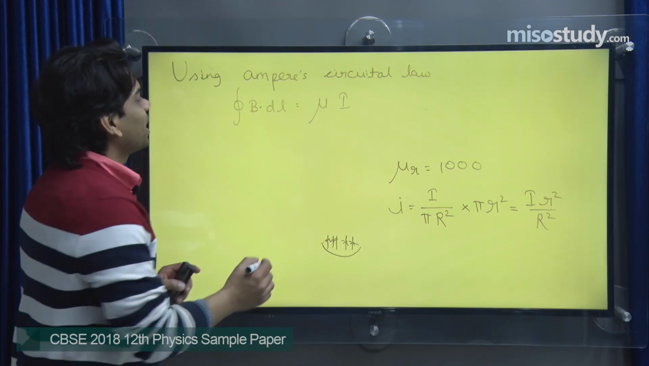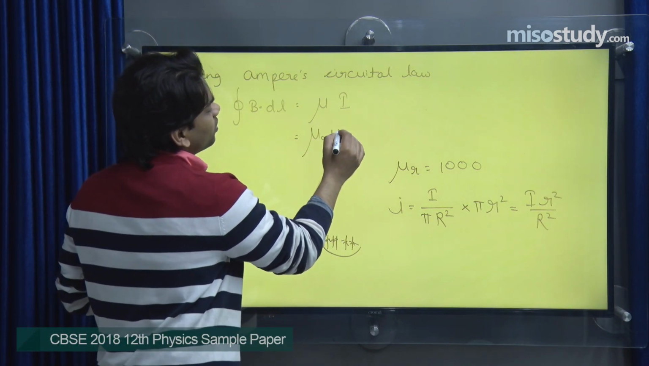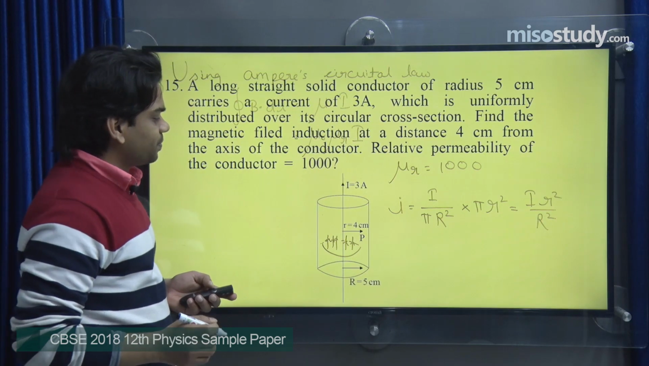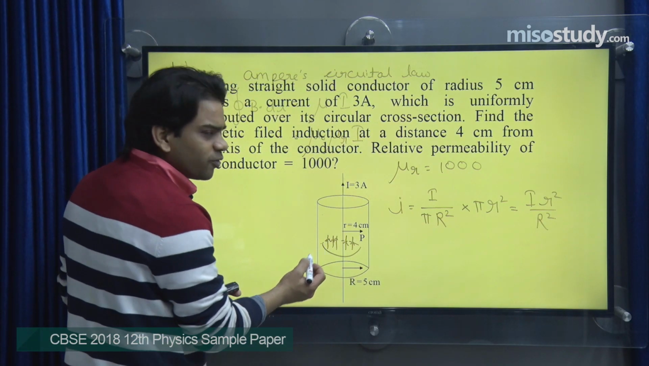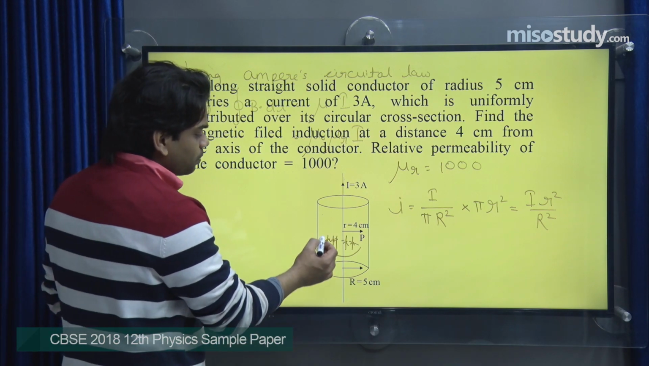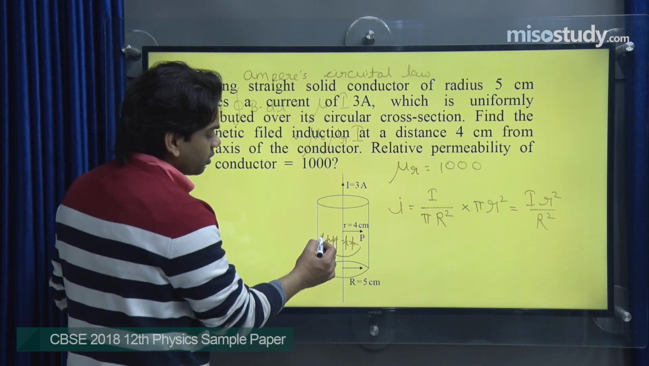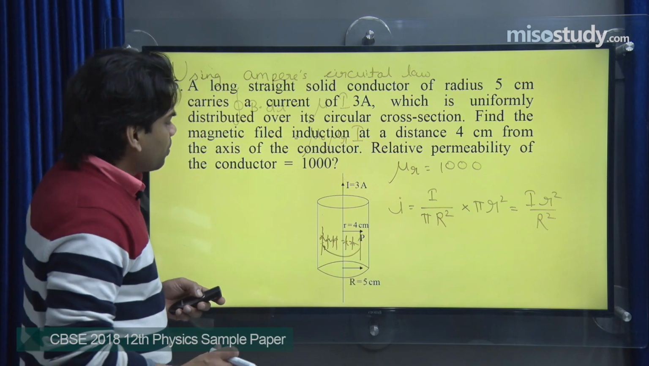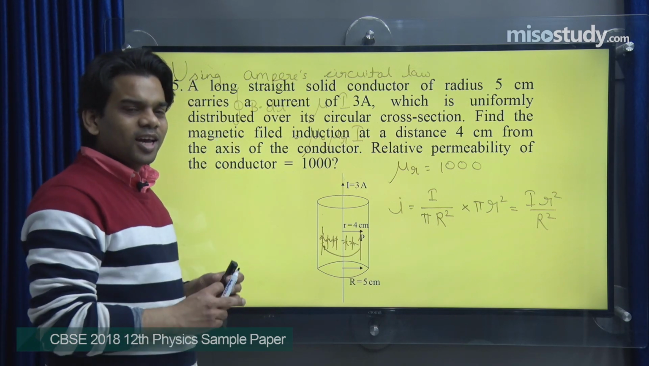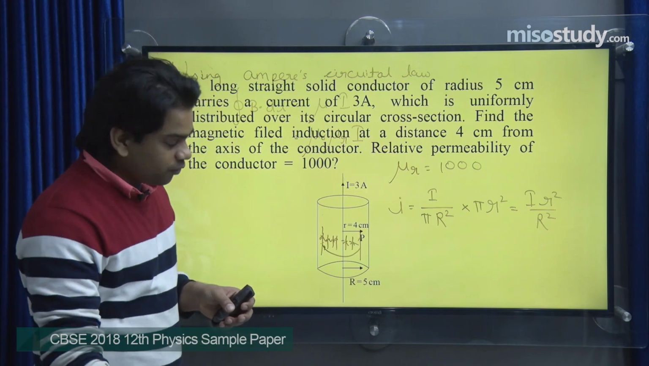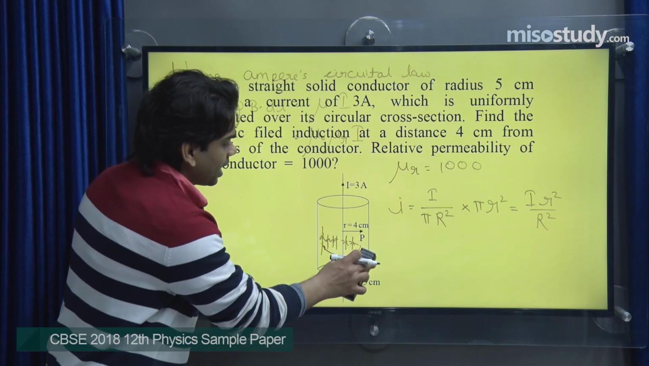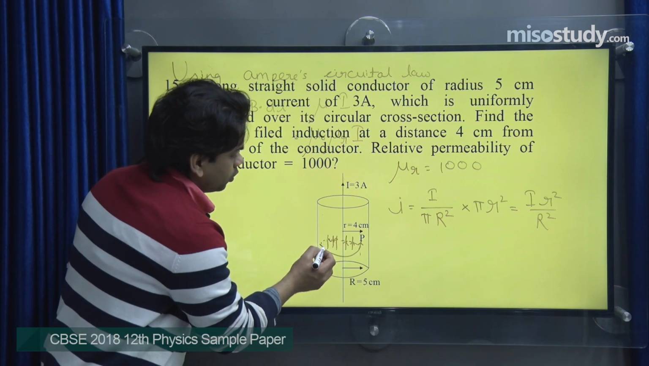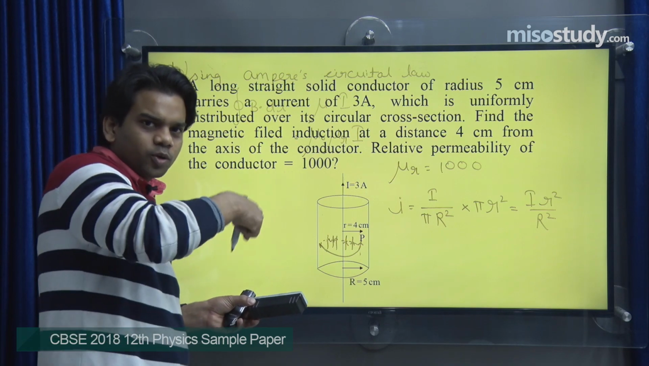So, this mu will be nothing but, in this case, mu naught into mu r into I, and integral B dot dl. Now, again you see the diagram, integral B dot dl. The magnetic field will be present tangentially at each part of the periphery of this circular cross section. Now, because the current is moving along this line, the magnetic field would be directed along this direction. Try to understand. You have to imagine it, the magnetic field will be moving around this circular cross section.